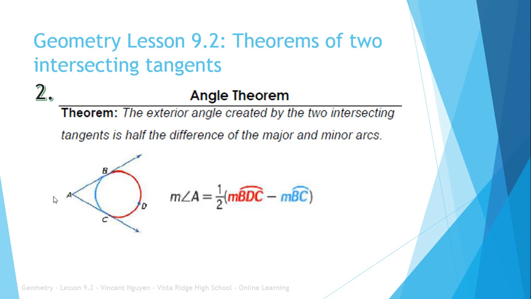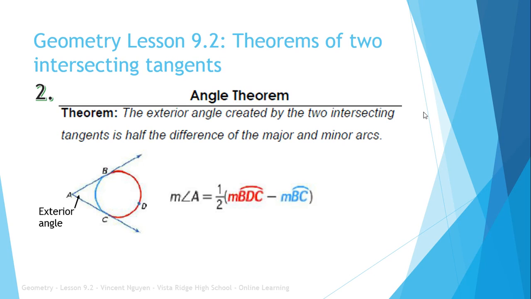Okay, let's move on to the second theorem of these tangents, and this has to do with angles, and it's pretty simple. Now notice if the two tangents meet, they create an angle on the outside of this circle. It is called the exterior angle, right? This exterior angle created by two intersecting tangents is half of the difference between the major arc and the minor arc. So in plain English, if you take the major arc and subtract the minor arc and divide the answer by 2, you get the angle on the outside.